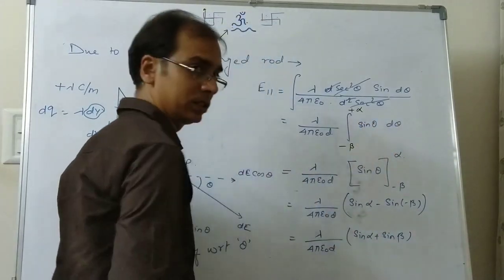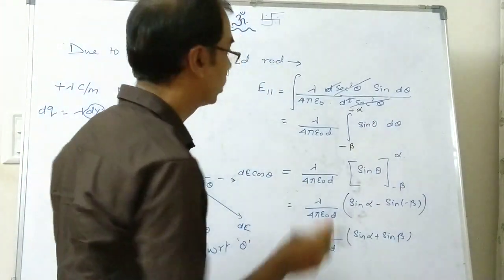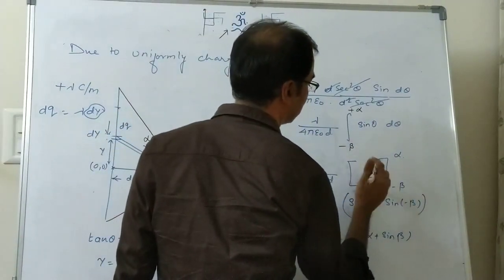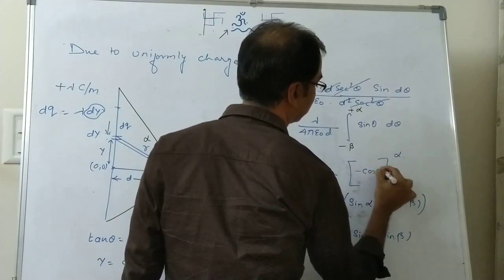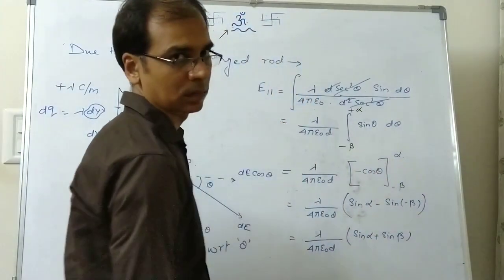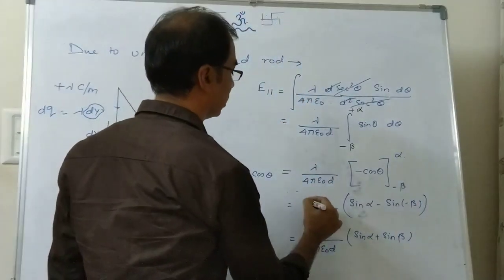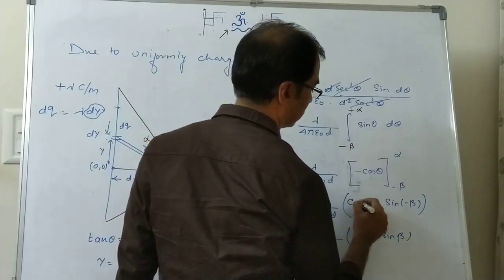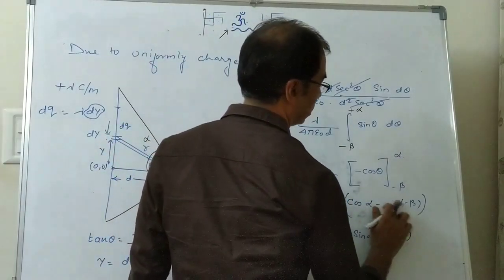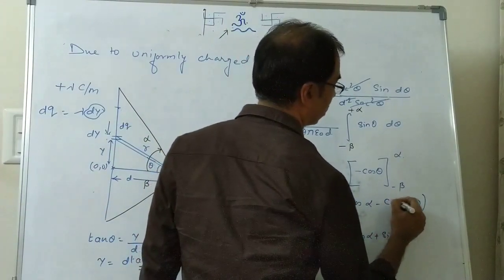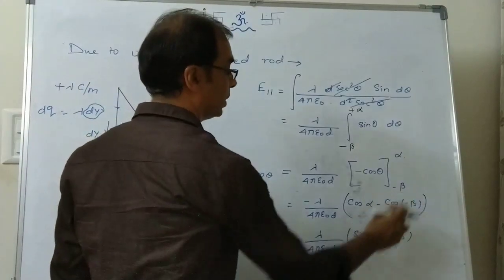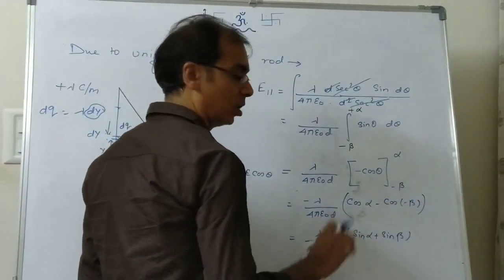Limits, same limits, minus beta to plus alpha, okay? Sin theta's integration is minus cos theta. Okay, take minus outside here. Then what can we write? Cos alpha minus cos of minus beta. Now cos of minus theta is cos theta only. So cos of minus beta, I will be writing as cos beta only.